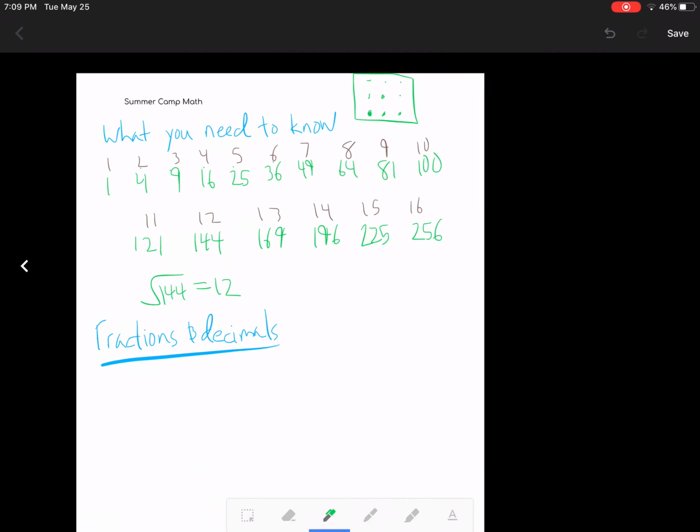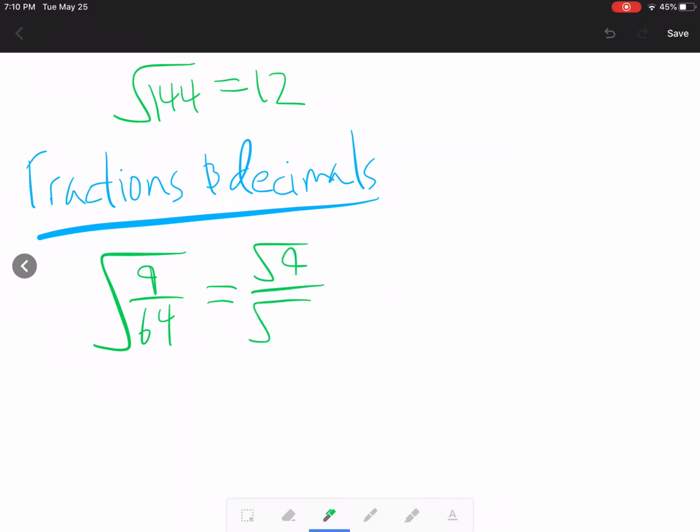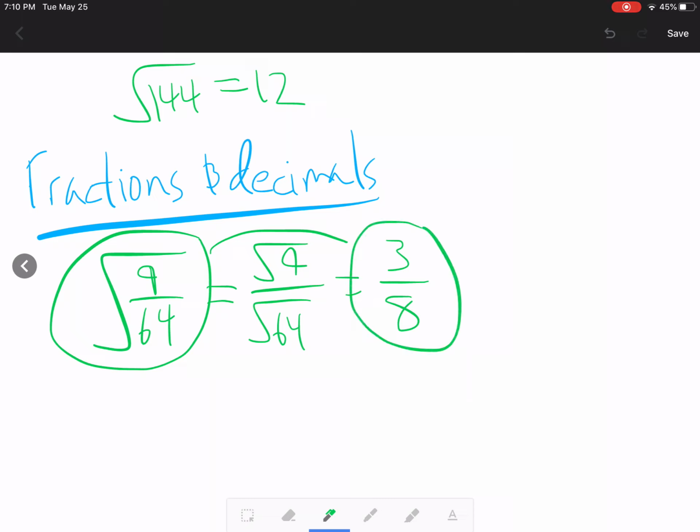So for example, the last thing I want to show you is just how this might work with fractions and decimals. You might see a problem that looks like this. Square root of 9 over, let's go with 64. What we can do here is apply the square root to just the numerator and just the denominator. And as a result, simplify both of these. So square root of 9 is 3. Square root of 64 is 8. So square root of 9 over 64 is just 3 over 8.